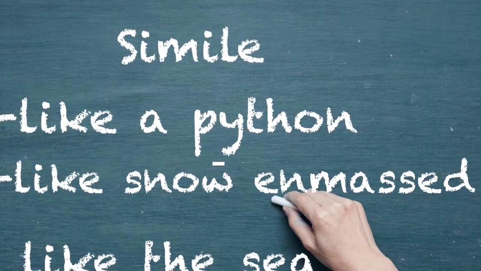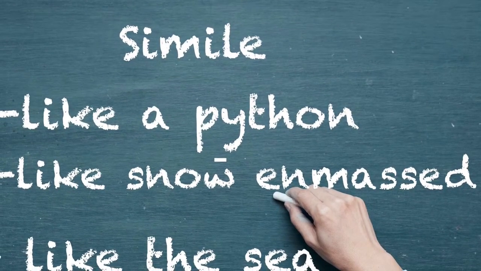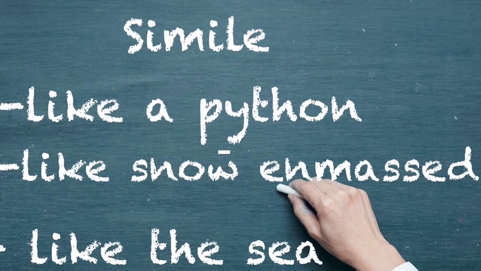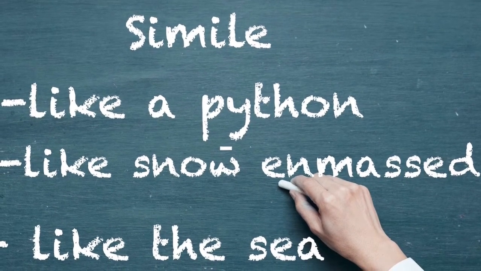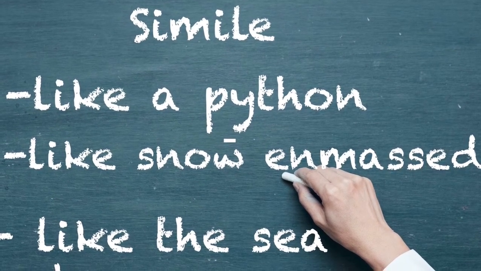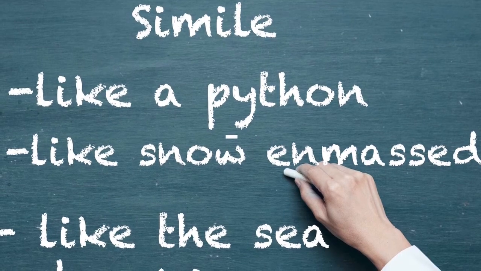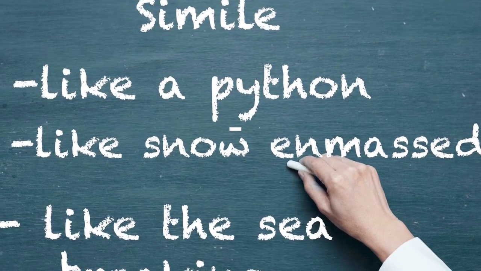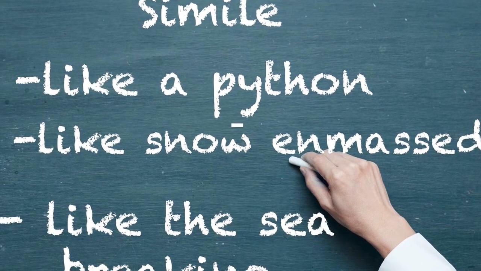The next one is simile. So most of you know how to find out a simile. When you see words like as, like, used to compare two things, you can easily find out that it's a simile. The first simile is like a python winding round and round, the rugged trunk indented with scars. So here she is comparing the creeper with a python.